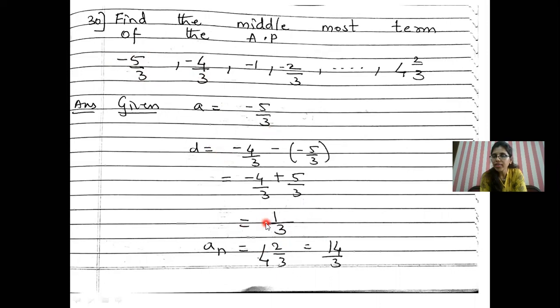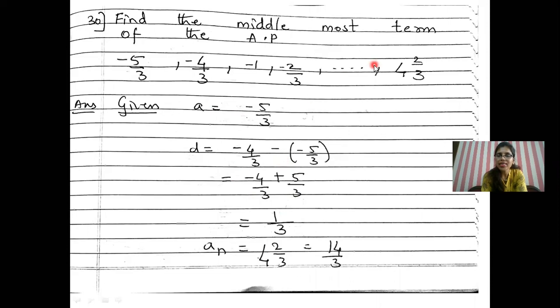So that is how you get the value of d, and the nth value, that is the last term, that is 4 2 upon 3, which is there in the series. So we write it in the improper fraction, multiply down and plus up. So 4 3s are 12 plus 2, 14 upon 3. So now we have the given things.